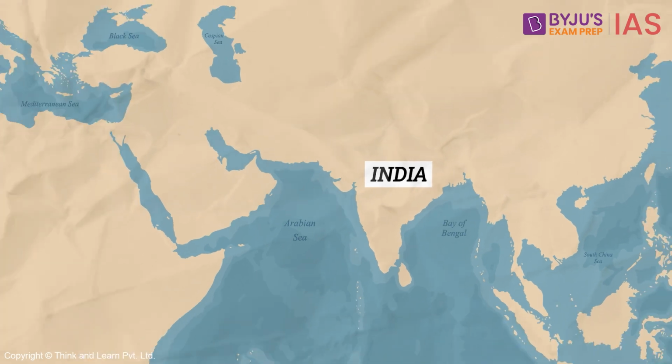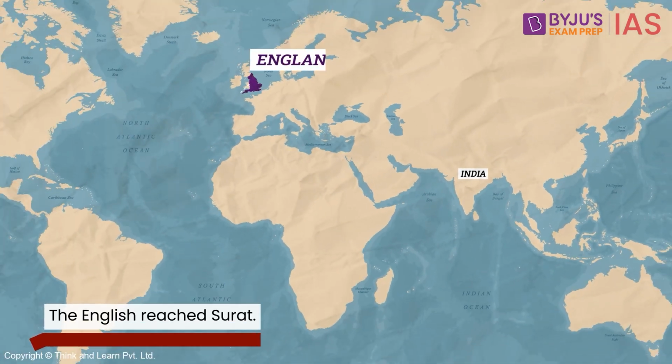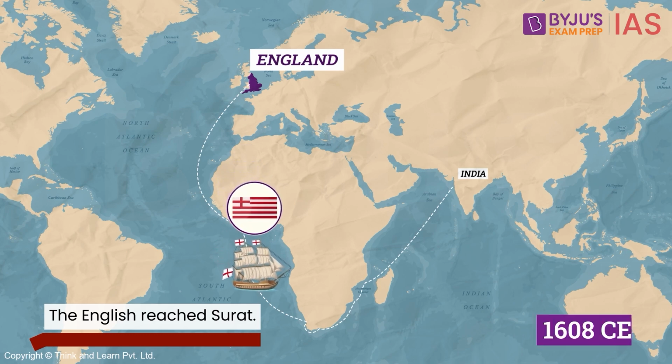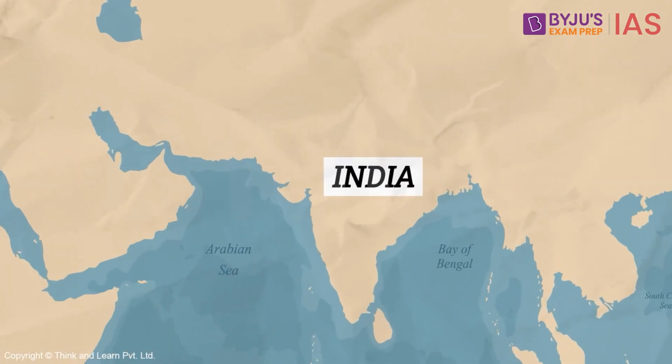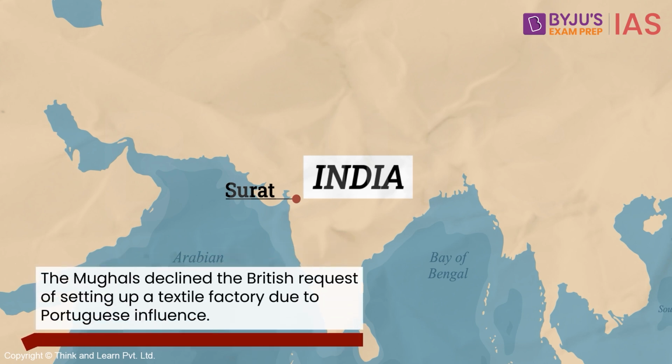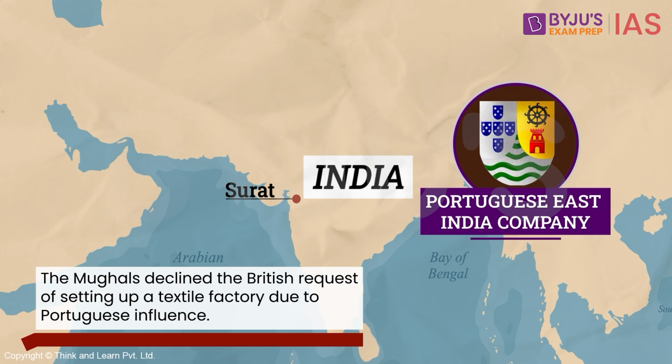After the Dutch, there came the English. They came just behind the Dutch in Surat in 1608. They hoped to establish a textile factory in Surat, but were unsuccessful as the Mughals declined the offer due to the Portuguese influence. This convinced the English that overcoming the Portuguese was the means to establish trading in India.